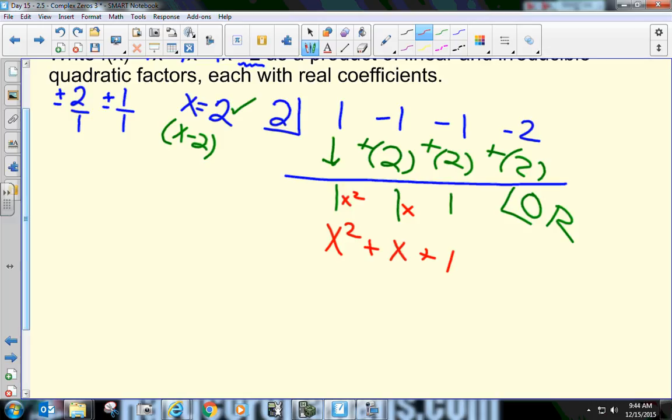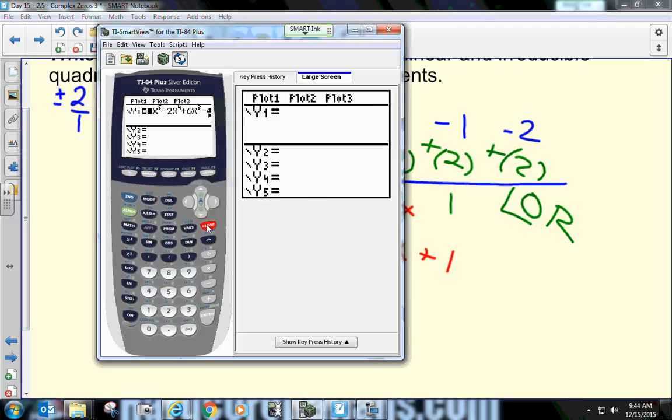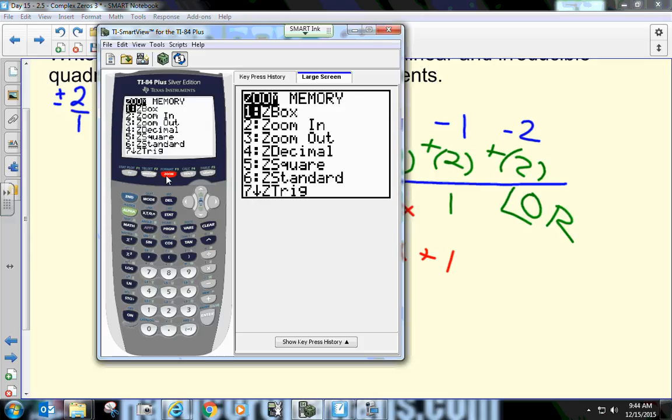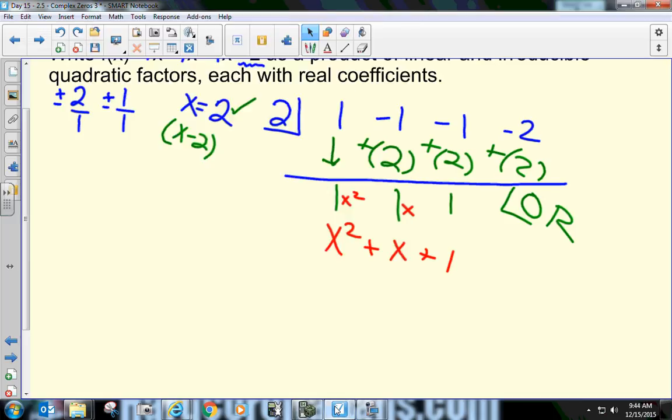All right? That is irreducible, and how do we know? If I graph this, x squared plus x plus 1, and I go to my standard window, and graph that. There you go. Never touches the x-axis. It has no real roots. It's irreducible, which means you have already answered the question.